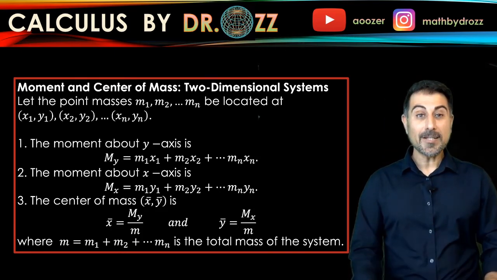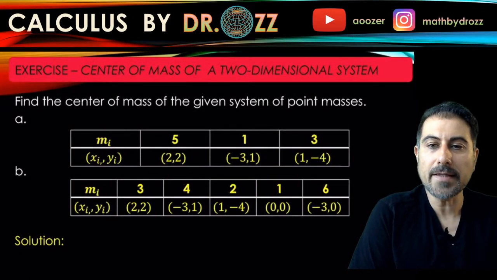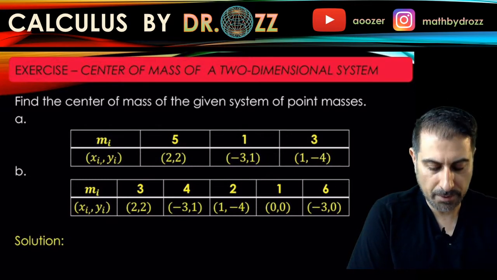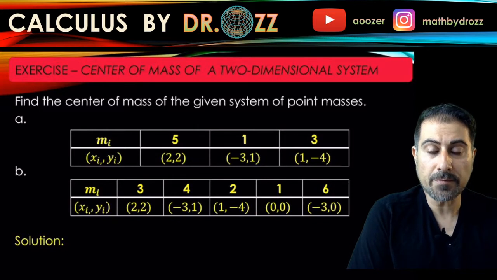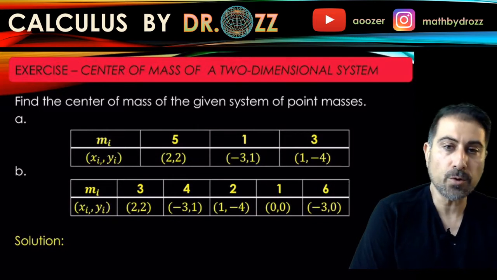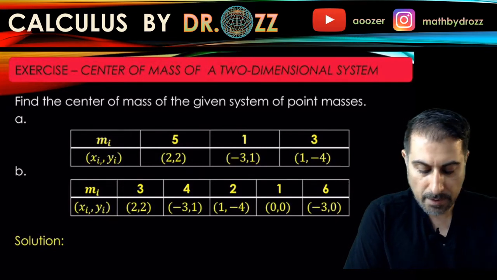Let's get started. All right, let's take care of part A. So we're going to find the center of mass of the given system of point masses. We are given the masses 5, 1, 3 located at the points 2, 2, negative 3, 1, and 1, negative 4. So what I want to do here is remind you of this formula.